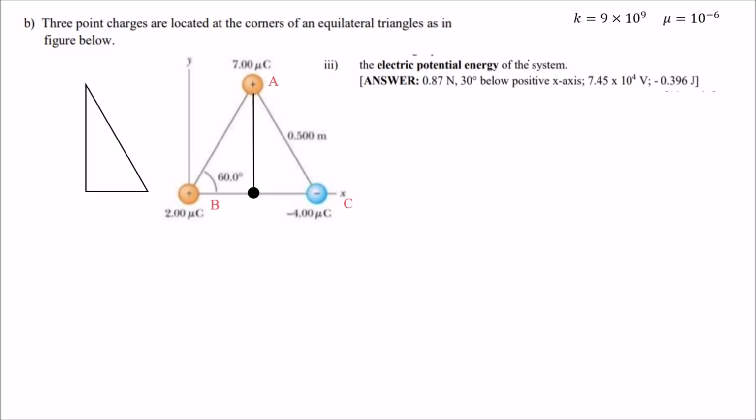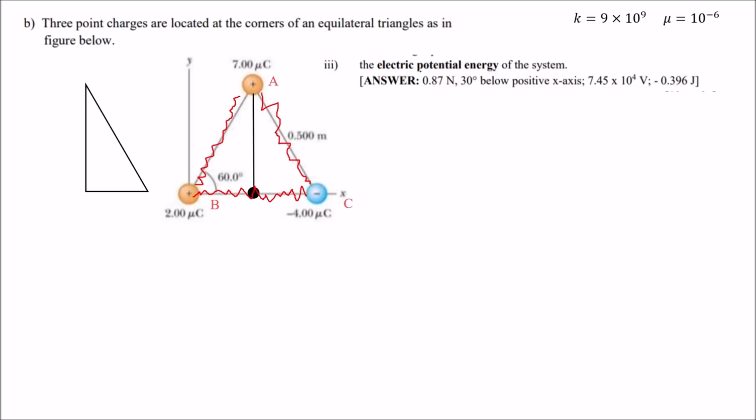The electric potential energy of the system. Just like what I have said just now, for the electric potential energy of the system, you will add the potential energy of all the charges in the system. So now it's 3. We can imagine here is another spring, and here is another spring, so 3 springs in total. So there will be 3 potential energies, and we have to add the 3 of them together.